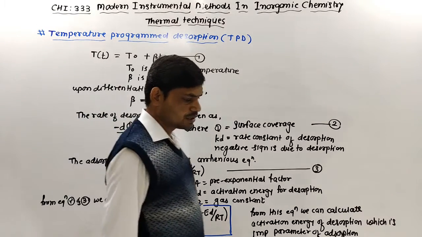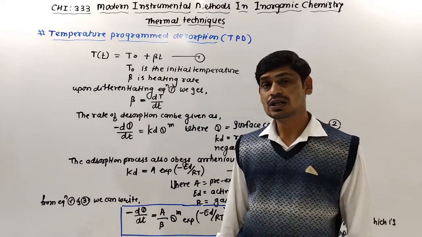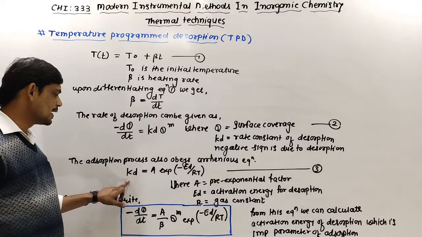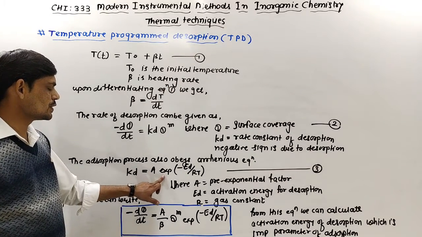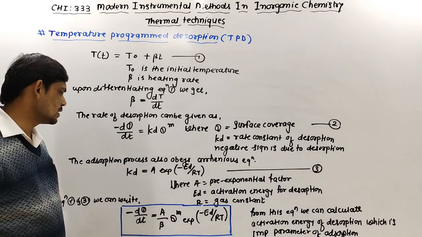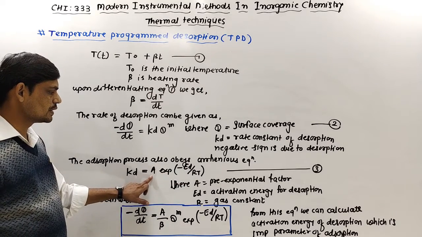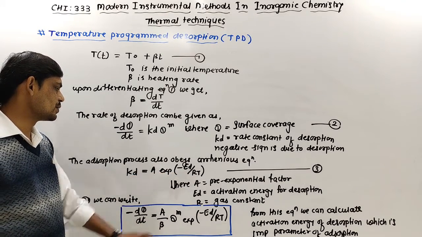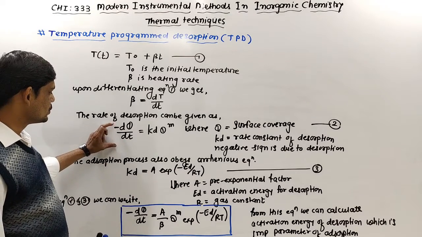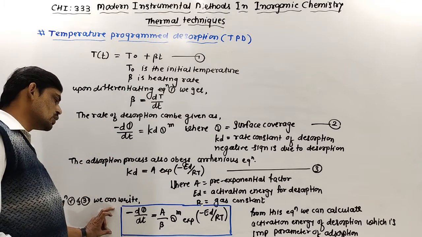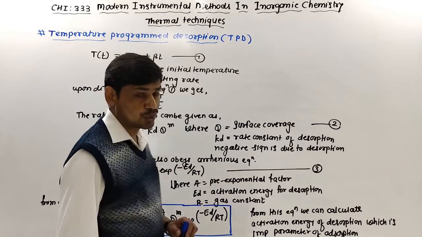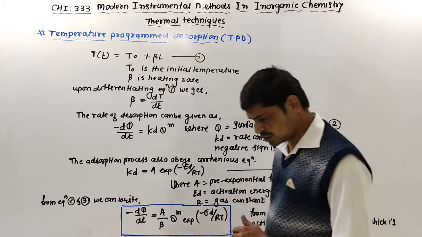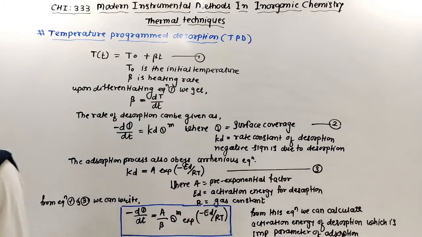We know that the desorption process also obeys the Arrhenius equation, and therefore according to the Arrhenius equation, the rate constant is equal to A into exponential of minus Ed upon RT. Here A is the pre-exponential factor, Ed is the activation energy of desorption, R is the gas constant, and from equation number 2 and equation number 3 we can get one more equation, which is useful to determine the activation energy of desorption, an important parameter. Okay, so record this data by screenshot.